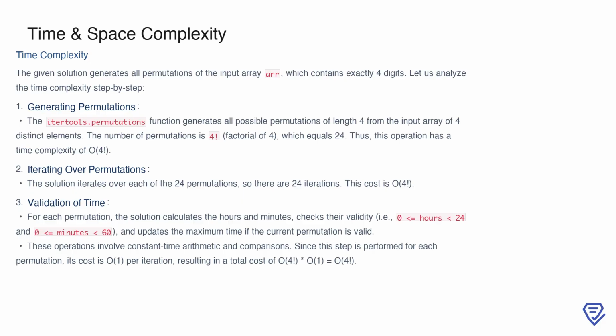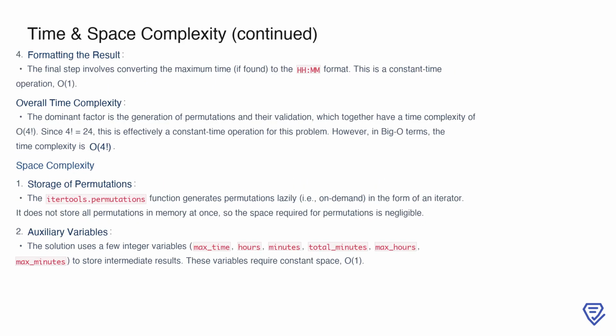These operations involve basic arithmetic and comparisons, each of which takes constant time, or O(1). Since this validation step is performed for each permutation, the total cost for validation is O(4!) * O(1), which simplifies to O(4!). After validating all permutations, the final step is to format the maximum time into the HHMM format, but this is a straightforward constant time operation, or O(1).